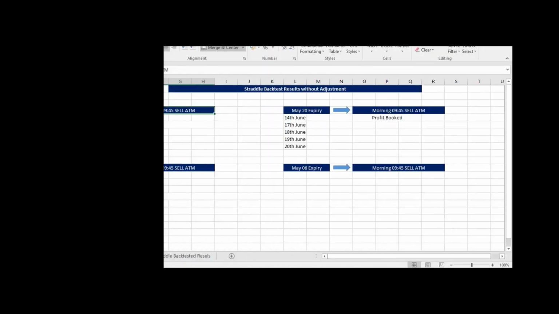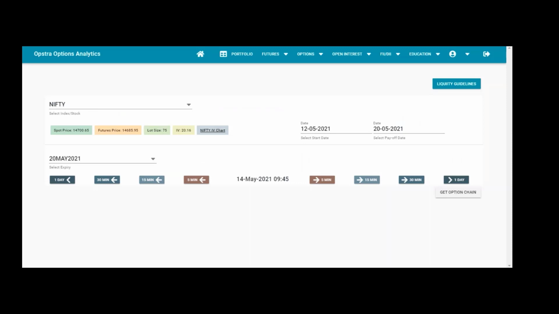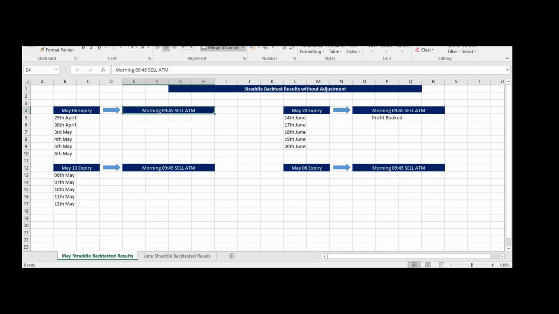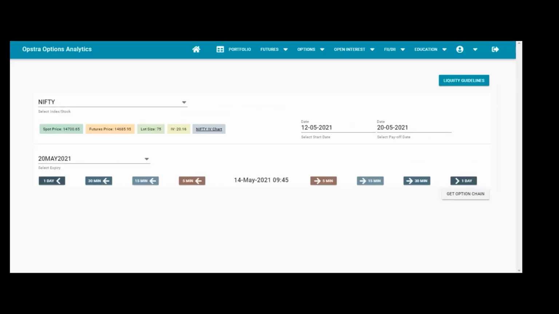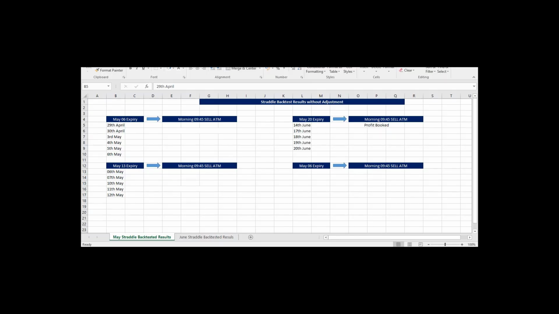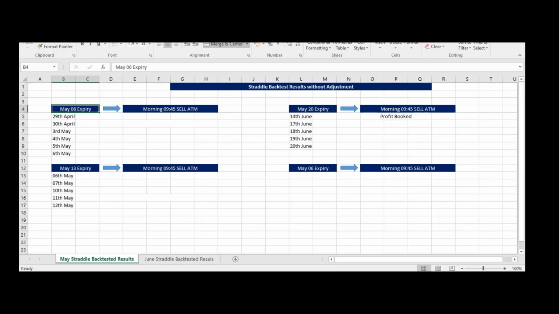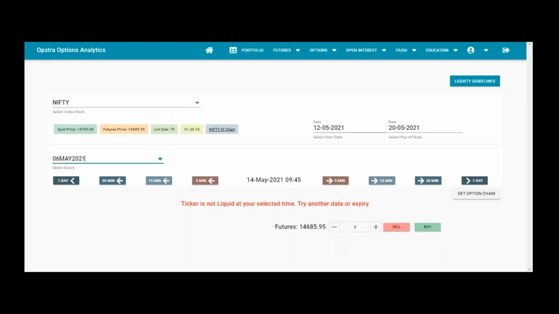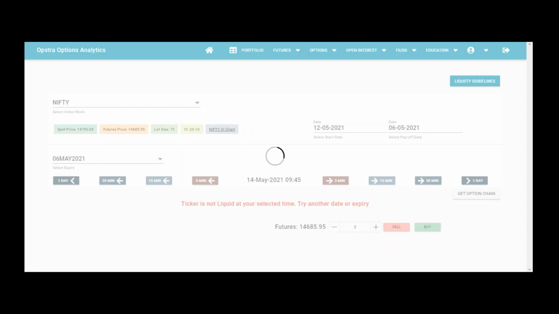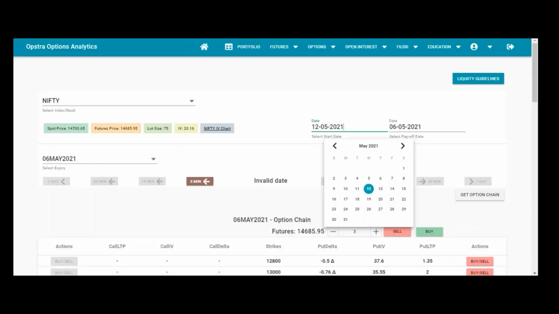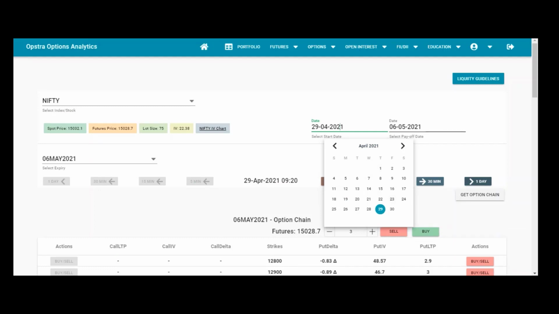Let me go to Opstra to do the backtesting. In the May month, I want to do the first expiry, so I'm planning to do the 6th May expiry. As you can see here, the first expiry in the month of May is May 6th. Now let me go back to Opstra. I select the expiry 6th May, and I need to implement the straddle strategy on April 29th. April 29th is a Thursday. On April 29th, I am implementing the straddle for the 6th expiry.